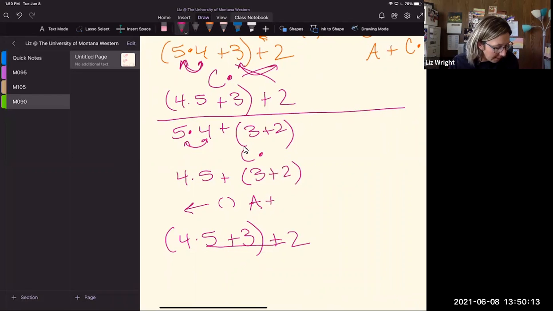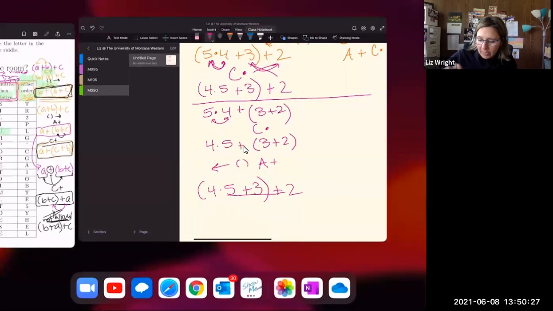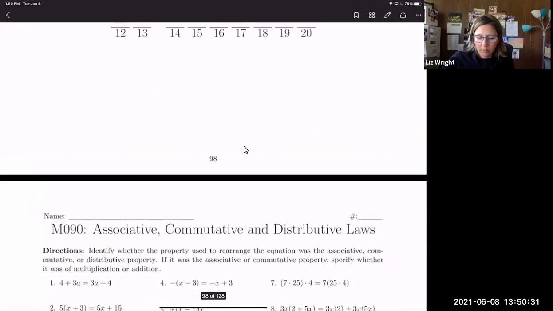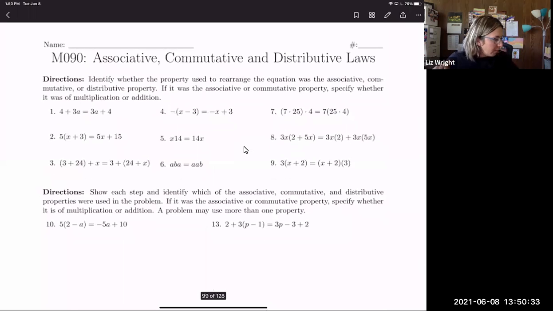So you should be highlighting the E on that last column for number 19. So this one can be either order. So now you have one more that is going to be either order. All right. So now we are going to go back to our notes, and we are going to finish up with this one.